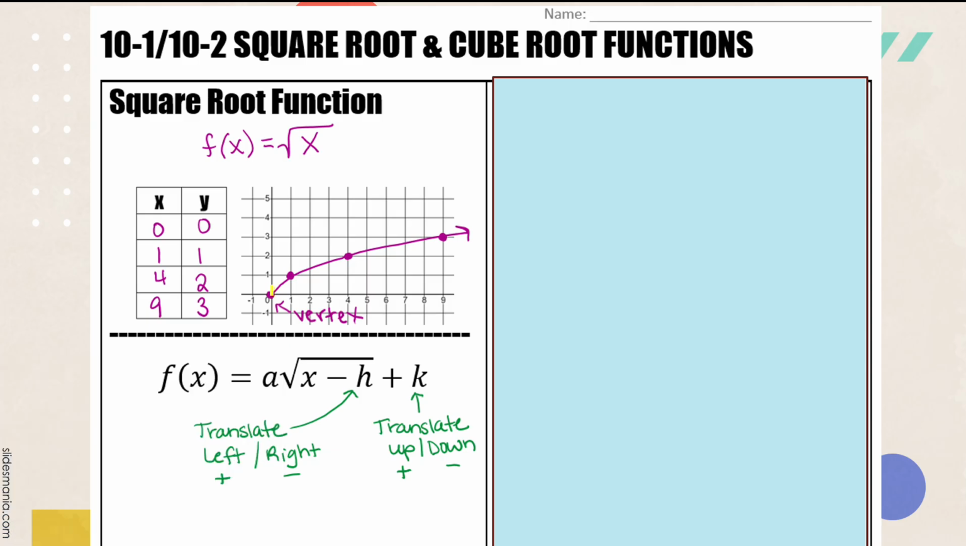Now, I wanted to talk about those 2 points that we're going to require you to graph every time. So those first 2 points, (0, 0) and (1, 1), are going to be required. Now, we are going to start moving these around.